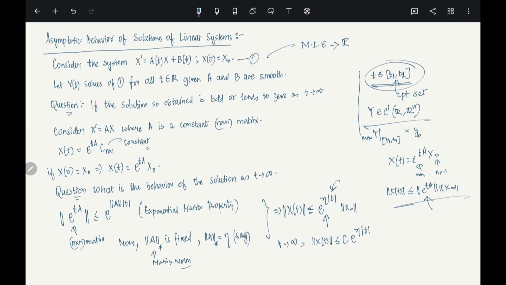Eta here is a positive constant, so it is always dominated by the exponential. That's the only thing you can say here, at least this. But this is more than enough. We just have to see that the norm of x(t) can always be dominated by c times exponential eta times mod t. That's what you need to know. That's all. Clear? That's the maximum we can say if you have a solution of the homogeneous problem with constant coefficients.